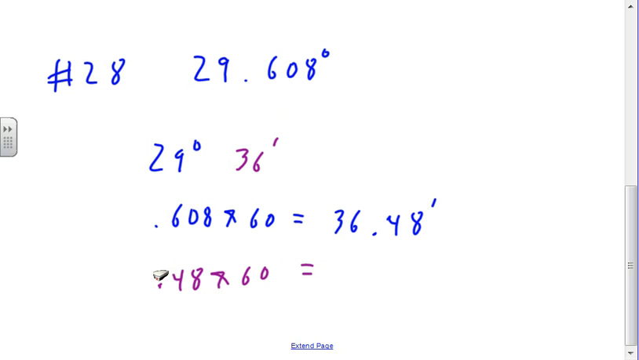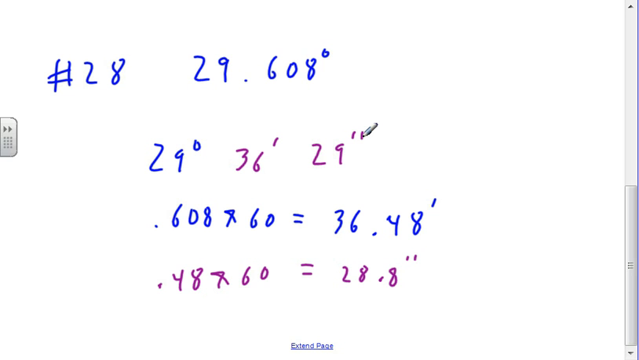0.48 times 60, and I'd have 28.8 seconds. And then I'd ask myself, do I really care about the fraction of a second? And I'd say, probably not. 29 seconds. Okay.